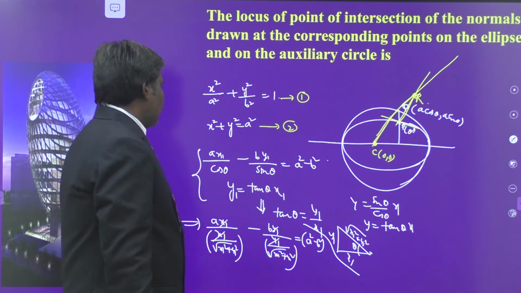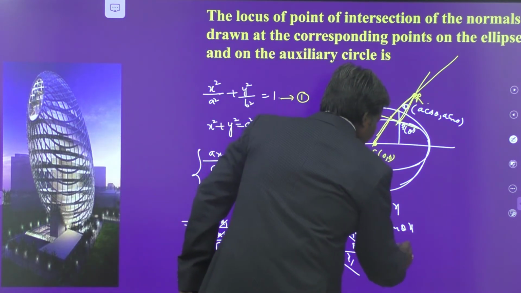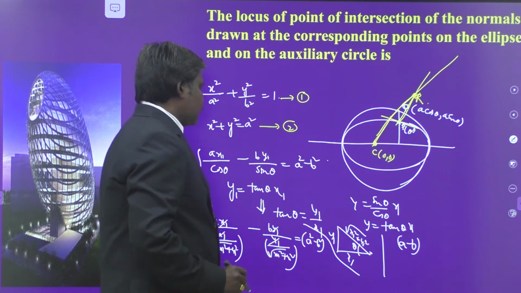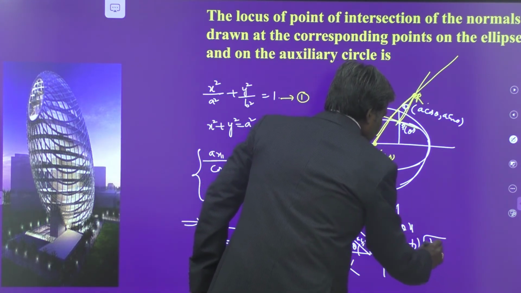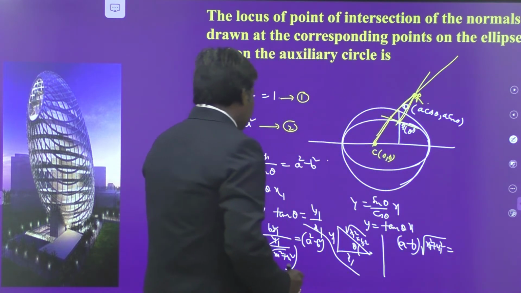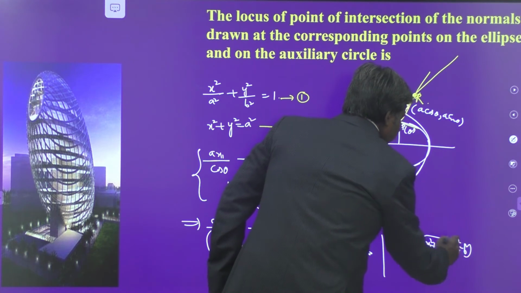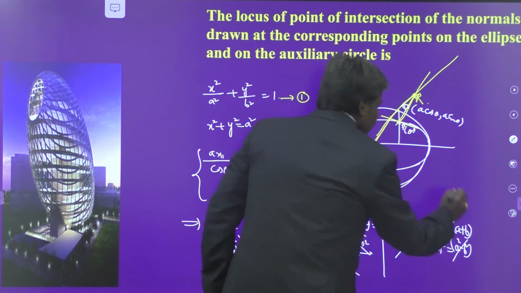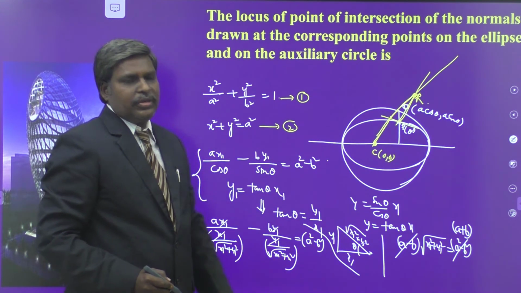Coming to the numerator, a minus b will be common. We have a minus b into root of x1 square plus y1 square is equal to a square minus b square. Now a minus b cancels out, a plus b times. We have root of x1 square plus y1 square is equal to a plus b.